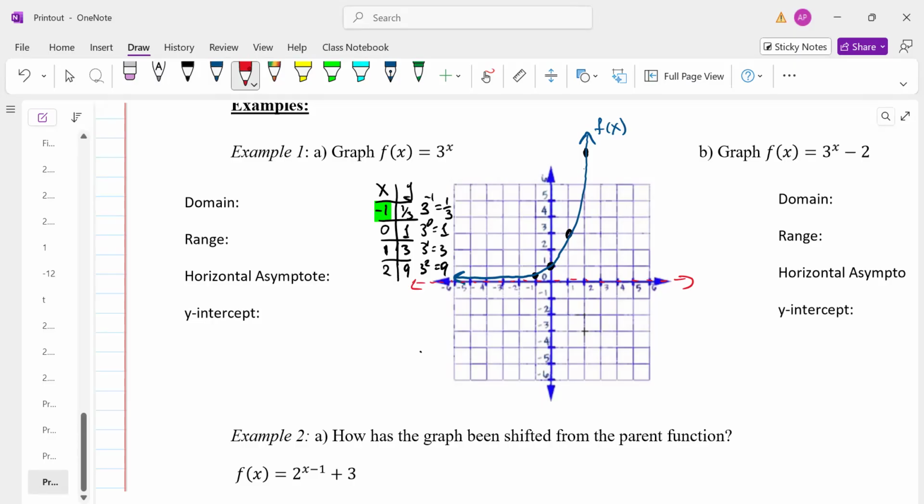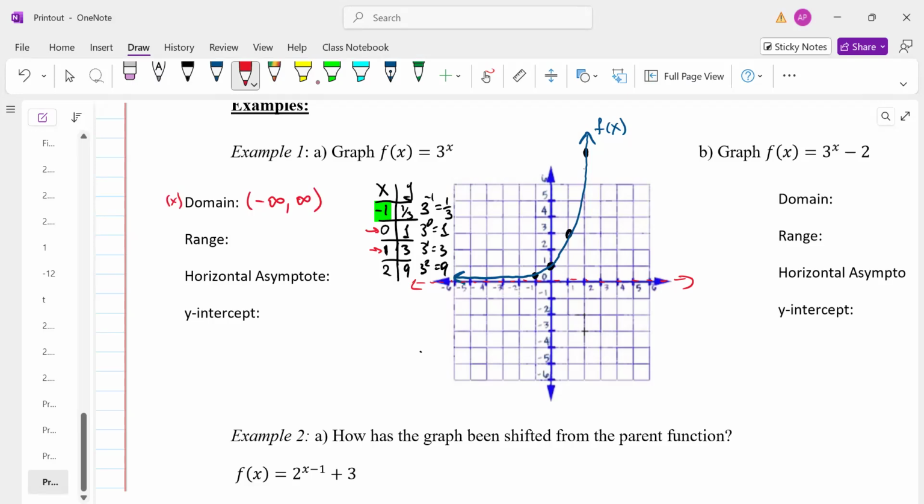So now, let's think what our domain is going to be. We're thinking, what kind of numbers can we substitute in for x? Do we have any restrictions? Well, we already saw that we can substitute negative numbers, we can substitute 0, and we can substitute positive numbers. So it seems like there is no restriction on our values. Therefore, the domain of the exponential function is from -infinity to infinity.